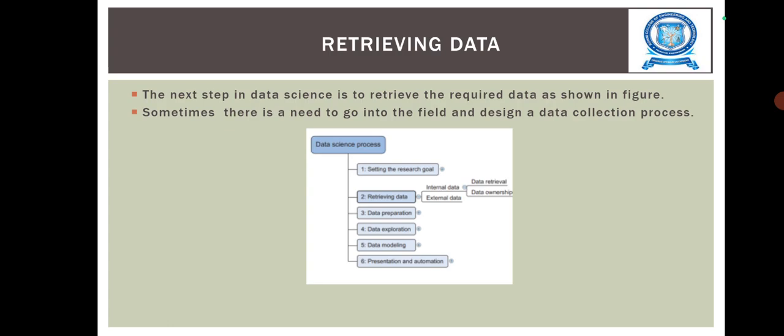The next one is retrieving data. The next step in data science is to retrieve the required data. Sometimes you need to go into the field and design a data collection process yourself, but most of the time you would not be involved in this step. Many companies will have already collected and stored the data for you, and what they do not have can often be bought from third parties. More and more organizations are making even high quality data freely available for public and commercial use.